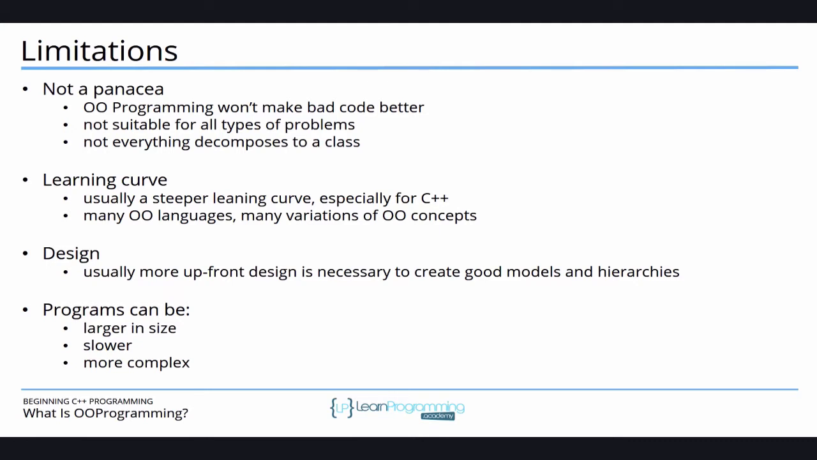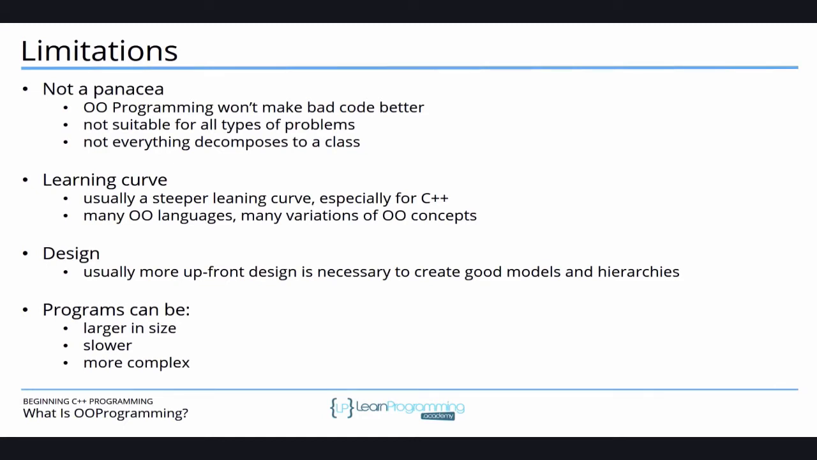Remember, if you have a small program that won't be around for any significant amount of time, maybe it's an internal program that you're using to automate something, then object-oriented programming might be overkill. A simple procedural or scripting program may be perfectly appropriate. Generally, object-oriented programming has a steeper learning curve than procedural programming. C++ in particular is considered one of the most difficult programming languages to learn.